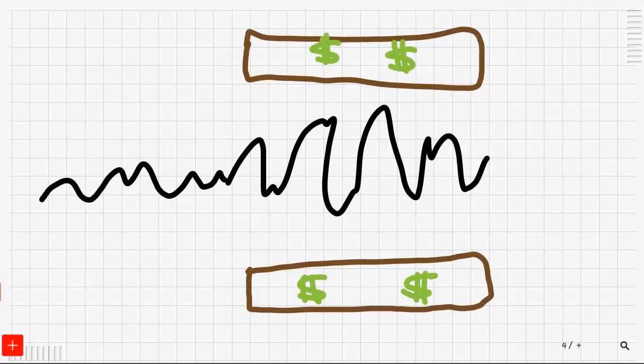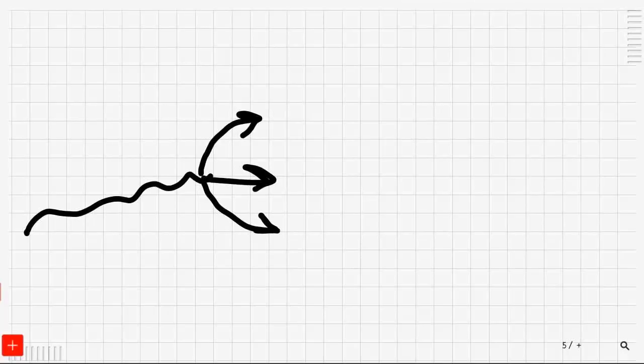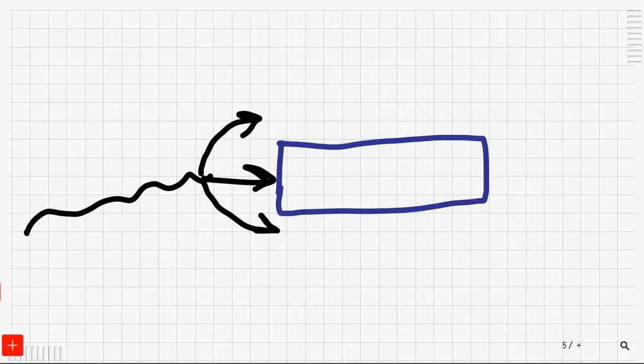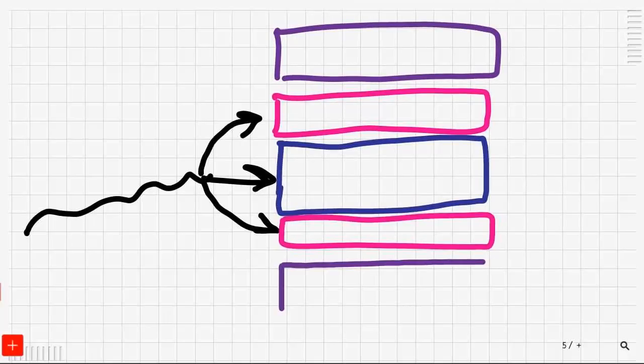Let's add more to this. A stock at any point in time can either go up, go down, or sideways. Based on probability, it's more likely to be in this area, a little less likely to be out here, and even less likely to be out here.